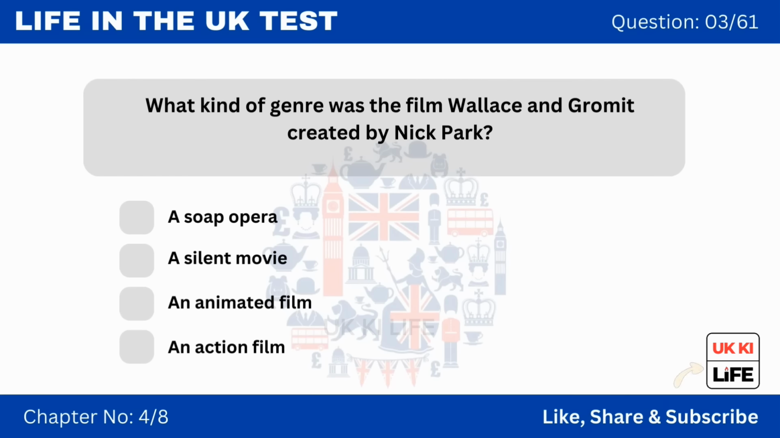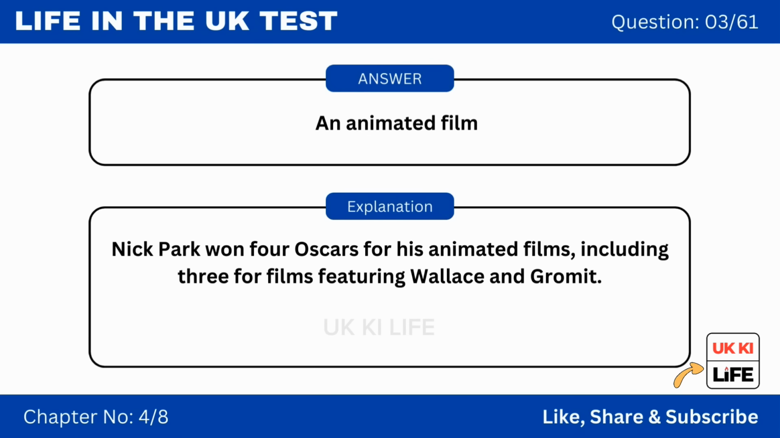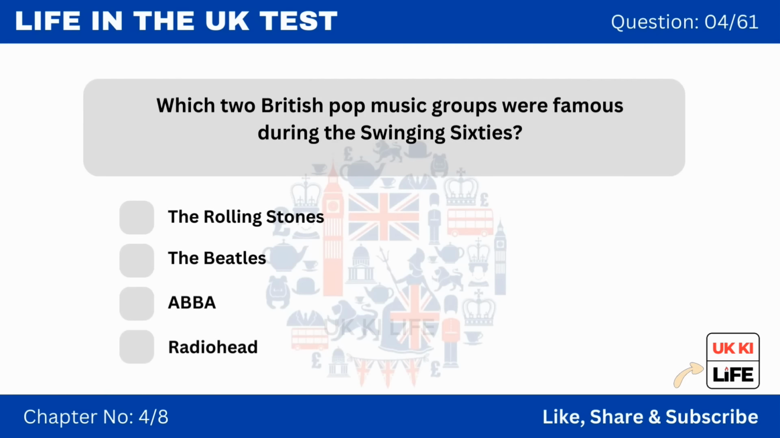The correct option is C. Explanation. Nick Park won 4 Oscars for his animated films, including 3 for films featuring Wallace and Gromit. Question 4. Which 2 British pop music groups were famous during the swinging 60s? The Rolling Stones, The Beatles, ABBA, Radiohead.